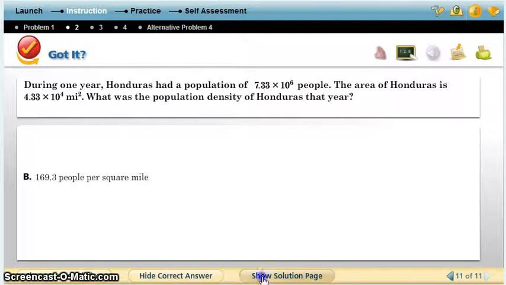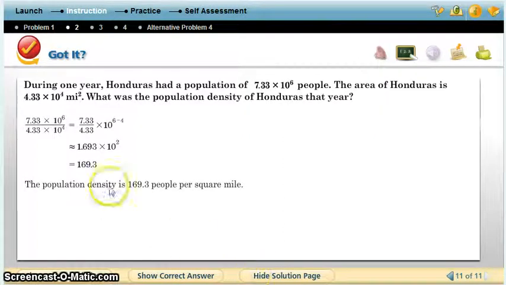169.3 people per square mile. And this is how they set it up. You divide population by the area, and then you're going to simplify your exponent, divide the a's there, and then just simplify further. Go ahead and multiply times 10 to the second to figure out about how many people there are per square mile.